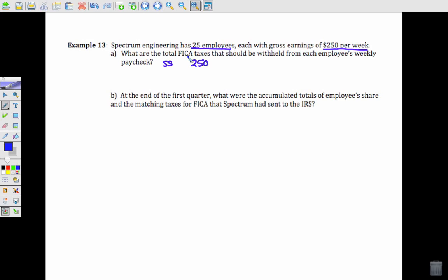That's going to be $250, your weekly payment, times your rate. So the rate is going to be 6.2%. You do want to use the decimal form for that percent. And that gives you $15.50. And then we're going to do the medical.